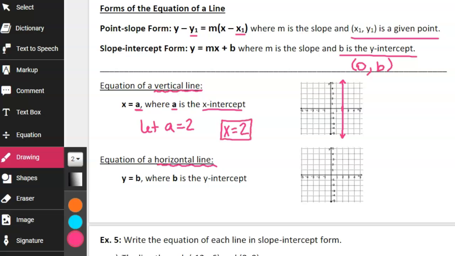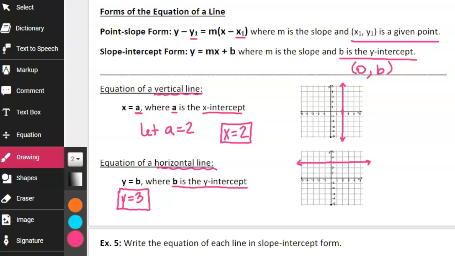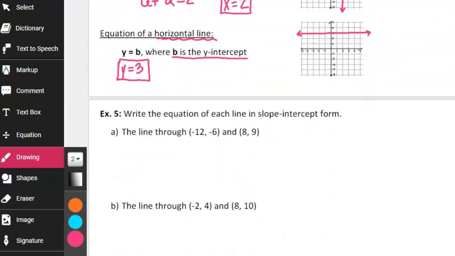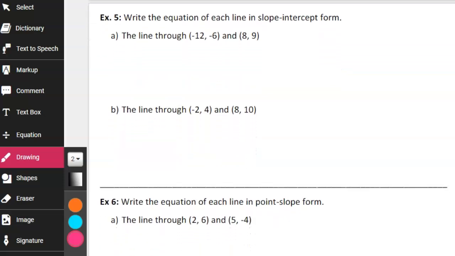So if you had a graph that looks like this, the equation would be x equals 2. Okay? In a similar sense, if we're talking about a horizontal line, the equation is y equals b, where b is the y-intercept. So let's say that your y-intercept is at 3, and you've got a horizontal line going through a y value of 3. Well, then your equation is y equals 3. So that's what your equations of vertical and horizontal lines look like. And this is just a reminder from Algebra 1 and Algebra 2. So if you remember them, that's awesome. If you don't, you may want to rewatch that part.